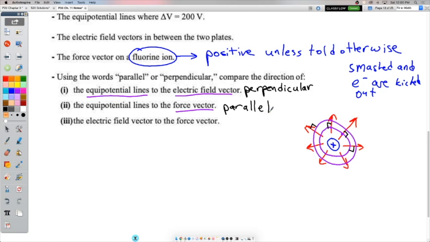So the equipotential lines to the force vector, those will, oh, I'm sorry, I'm thinking ahead. That is our answer to 3. I just kind of explained our answer to 3. The electric field vector to the force vector, that's always going to be parallel. I was getting ahead of myself here. The force vector must always be parallel to the field lines. And since the field lines are always perpendicular to the equipotential lines, this will not be parallel. Sorry, this should have been our answer to 3. It's not parallel. It's definitely perpendicular.